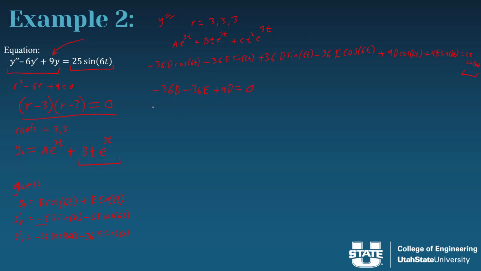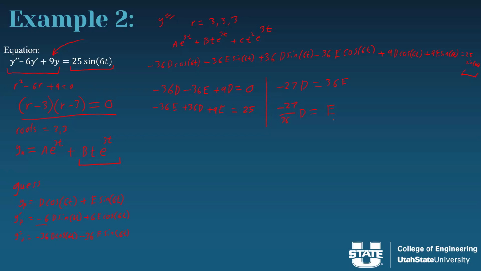All right, now let's move on to sine. So we're going to have minus 36e plus 36d plus 9e. But we do have a sine term on the other side, and that's equal to 25. Now, at this point, we can just use algebra and figure out the solution. Let's do that together. So this is going to be minus 27d is equal to 36e, which is going to be minus 27 over 36d is equal to e.